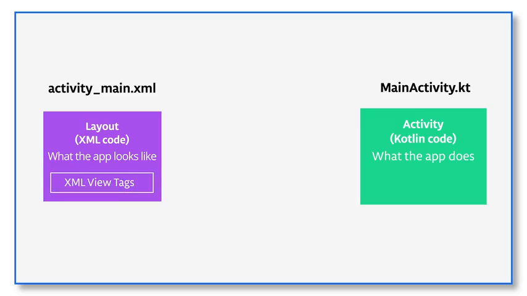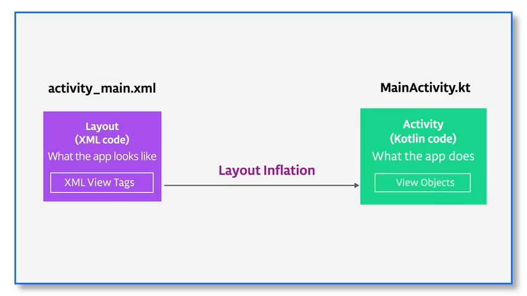The activity and the layout are connected by a process known as layout inflation. This process is triggered when the activity starts. During layout inflation, the views defined in the XML layout files are turned, or inflated, into Kotlin view objects in memory. Once this happens, the activity can then draw these objects to the screen and also dynamically modify them.